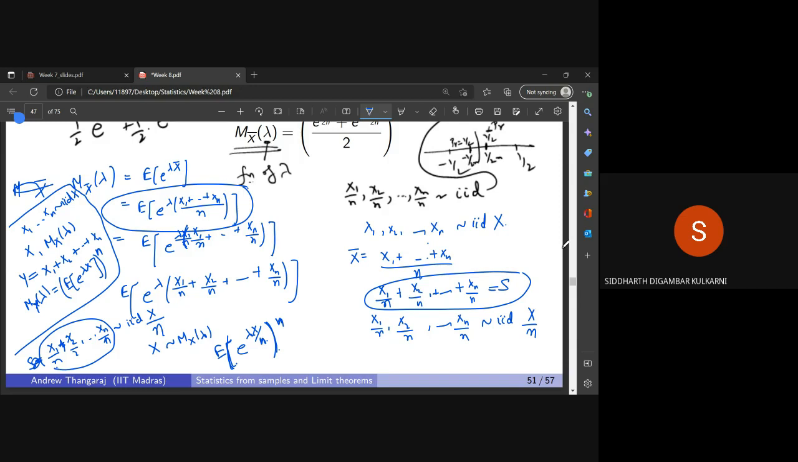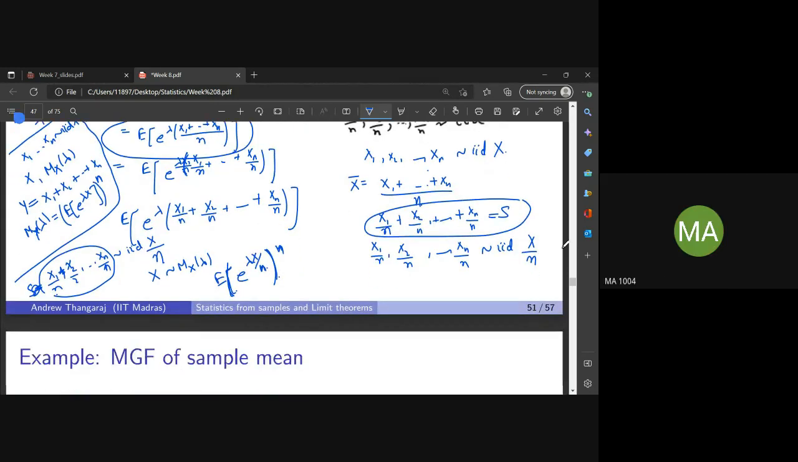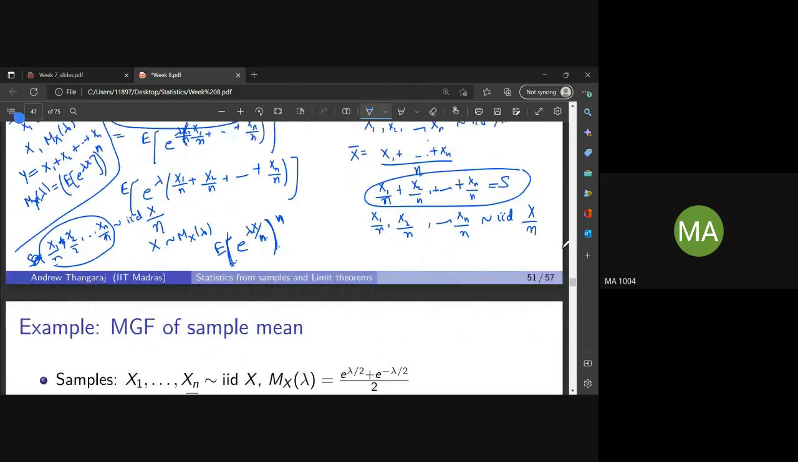And X by n takes the two values minus 1 by 2n and 1 by 2n, because X is centralized Bernoulli. Okay, wait. So, what was MX of lambda? MX of lambda was e to the power minus lambda by 2 plus e to the power lambda by 2, divided by 2.